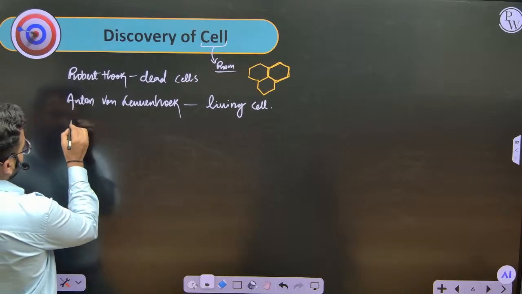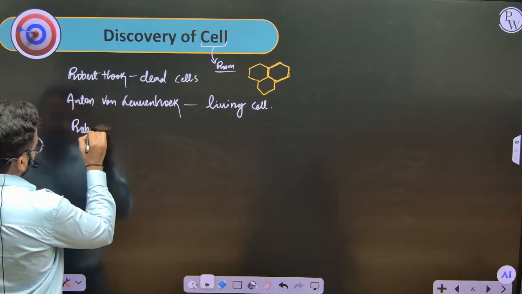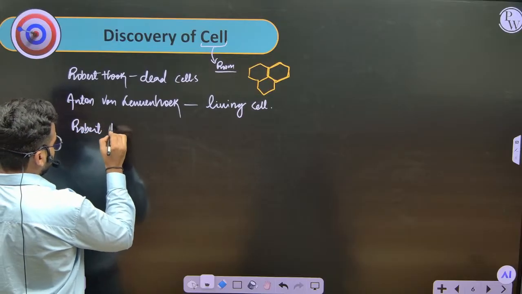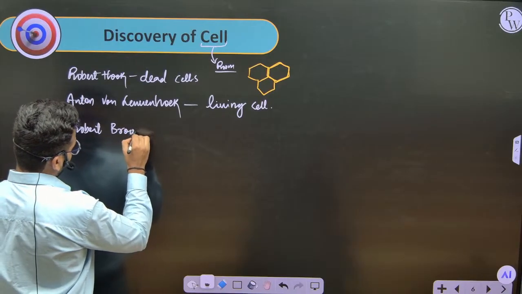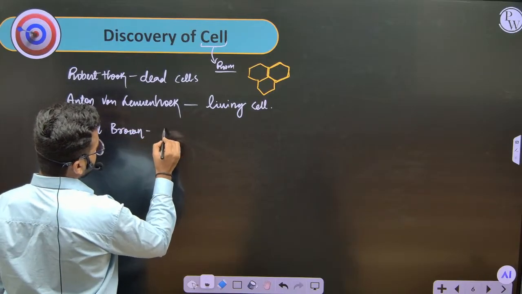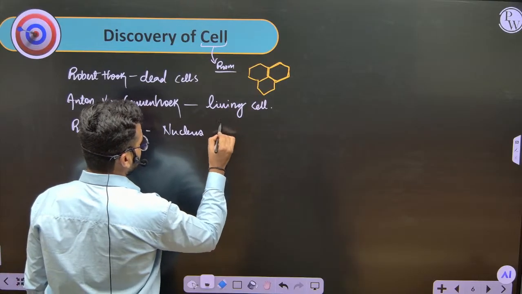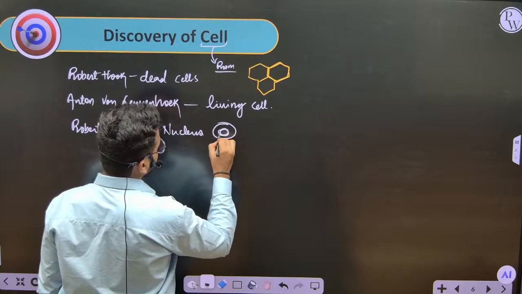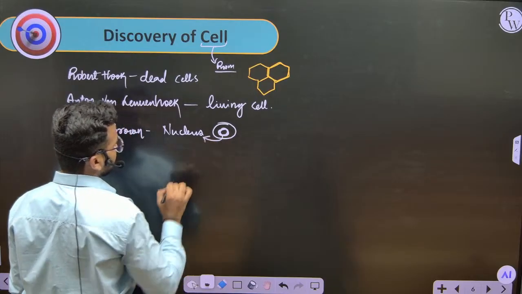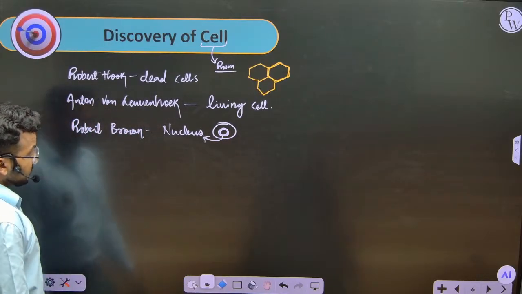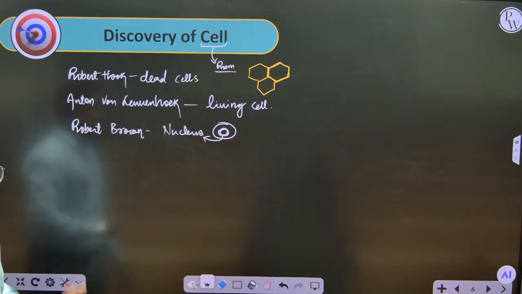And one more thing, another scientist comes here, Robert Brown, who observed the nucleus of the cell. Within a cell there will be a nucleus, so he observed that one. So that is Robert Brown.